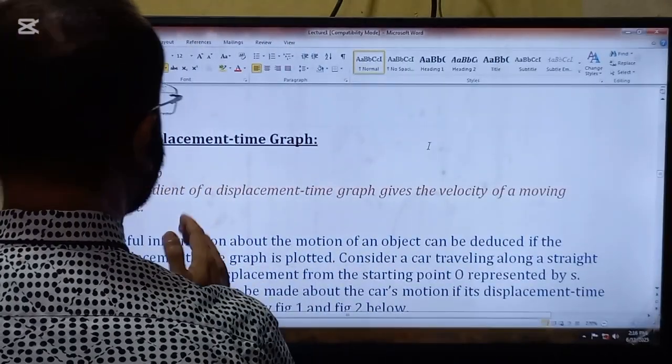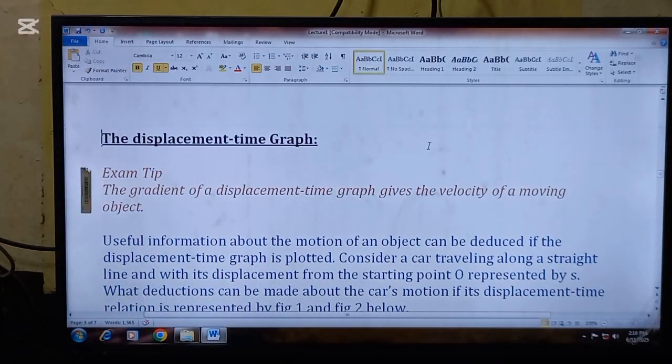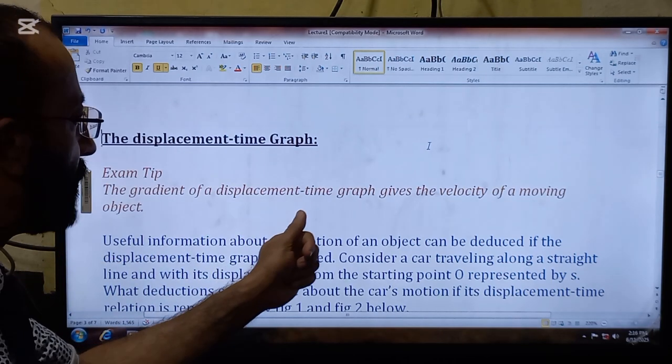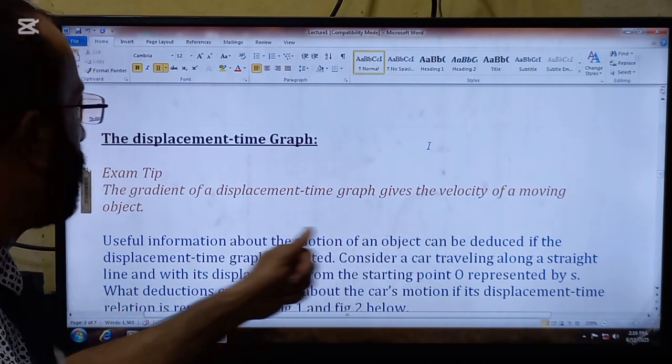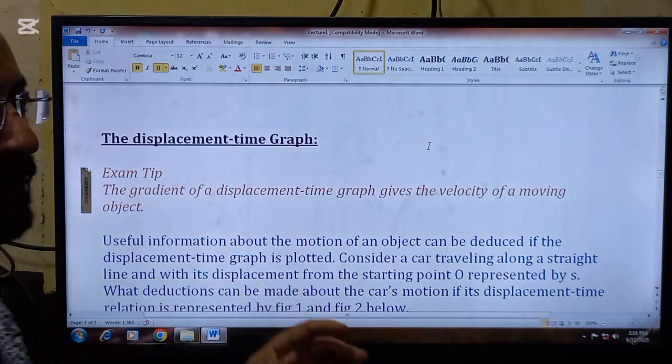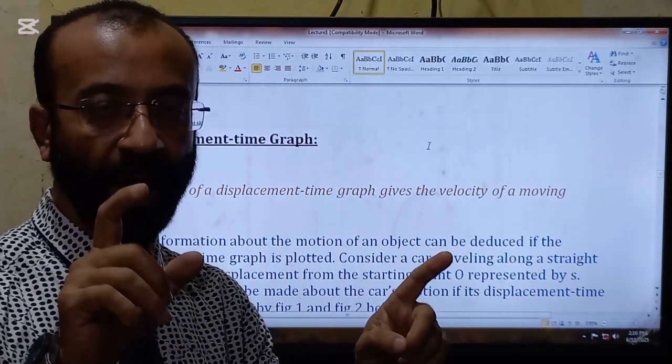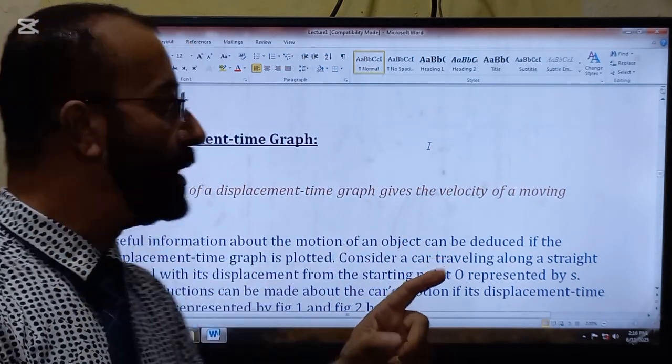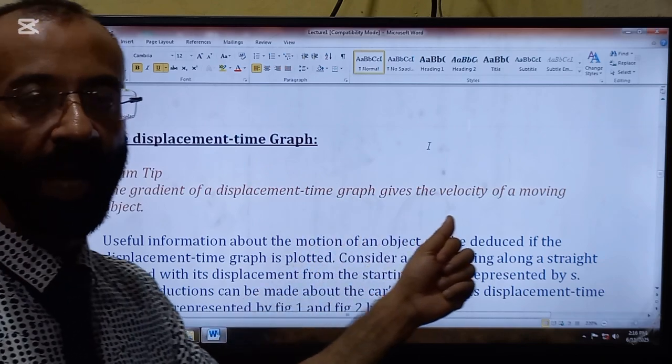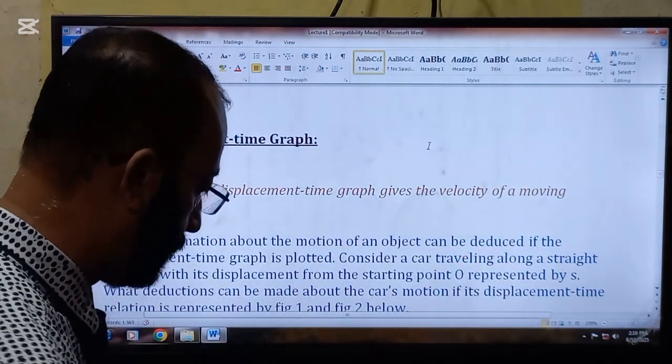The next is the displacement time graph. Exam tip: the gradient of the displacement time graph gives you the velocity of a moving object. So whenever we have a graph, if we find the gradient of the displacement time graph, we will have the velocity.